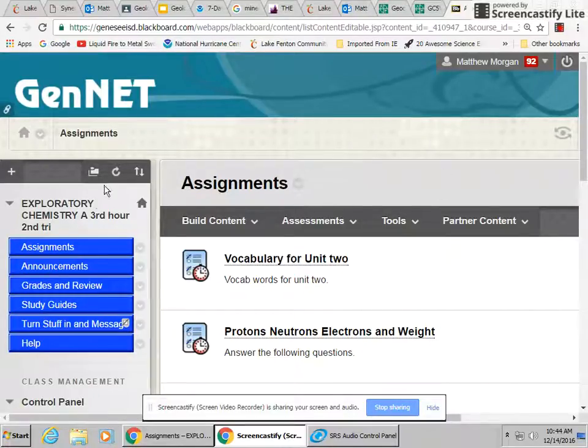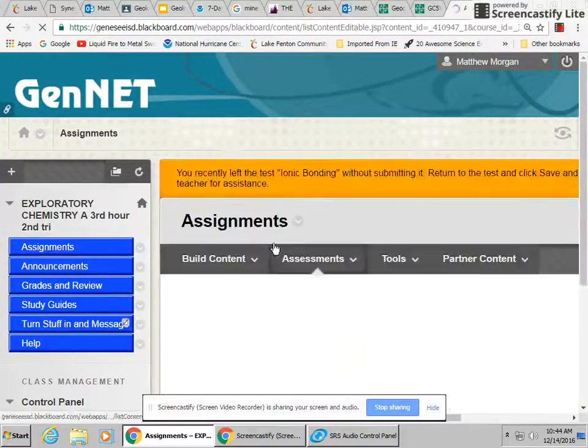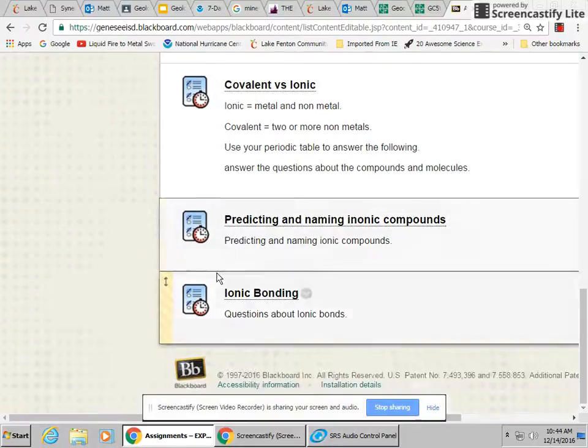Hello, exploratory chemistry. We are going to go through this assignment, and the assignment that we're doing today is ionic bonding.